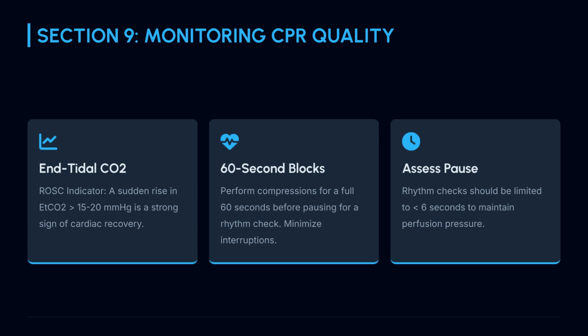To monitor CPR quality, a sudden rise in end-tidal CO2 above 15 to 20 millimeters of mercury is a strong sign of cardiac recovery. Perform compressions in 60-second blocks before pausing for a rhythm check, which should be limited to less than 6 seconds to maintain perfusion pressure.